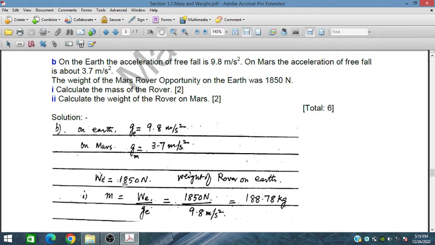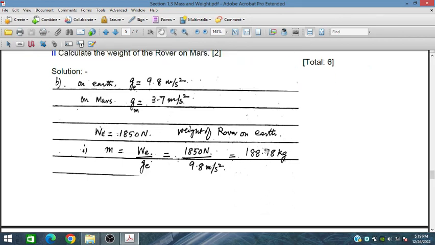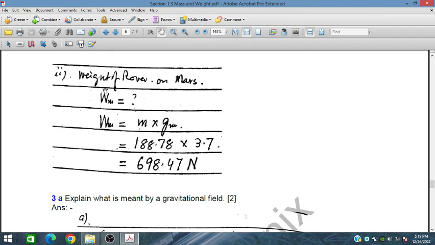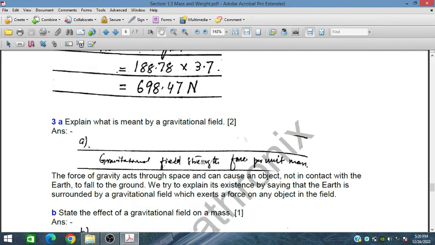So we can obtain the mass by dividing the weight by the acceleration due to gravity. So it is 188.78 kg. Now calculate the weight of the rover on Mars. We will multiply this mass with 3.7, the gravity on Mars. So we obtain 698.47 newtons.